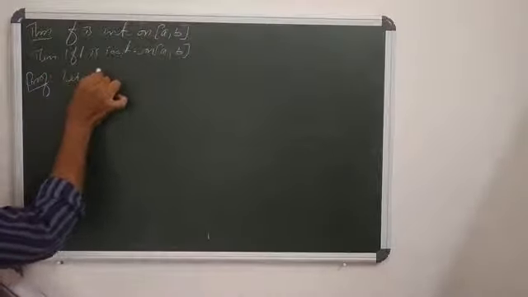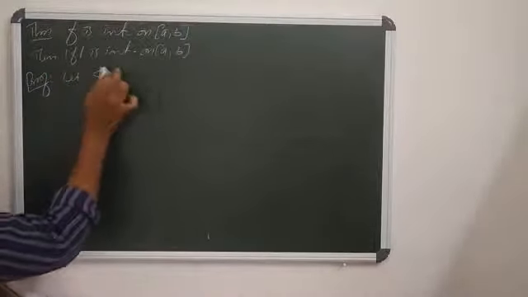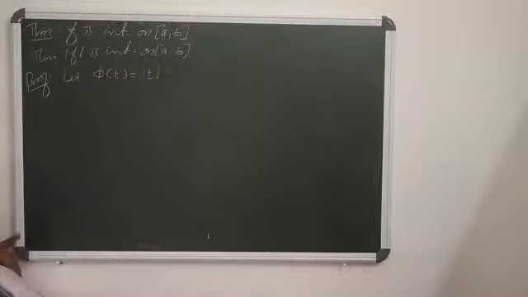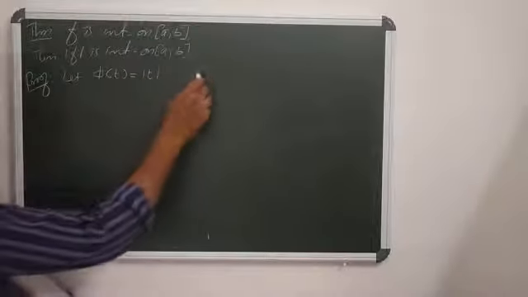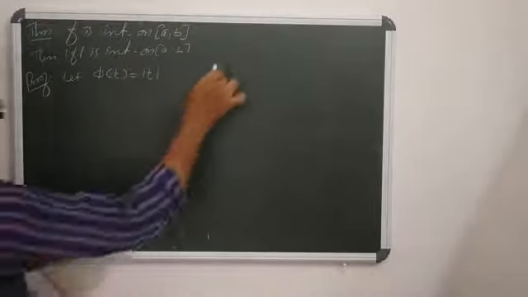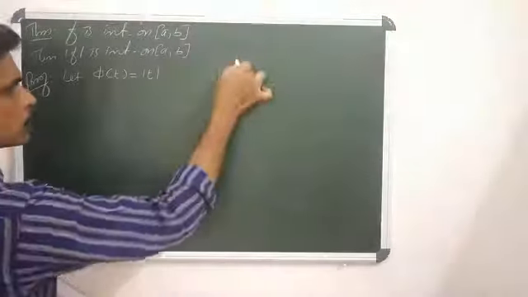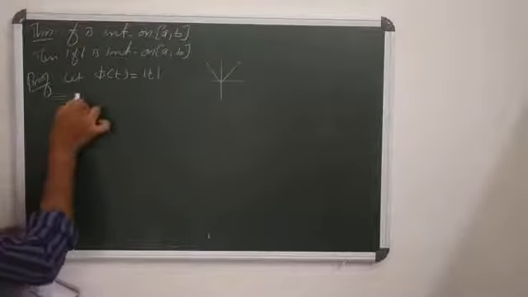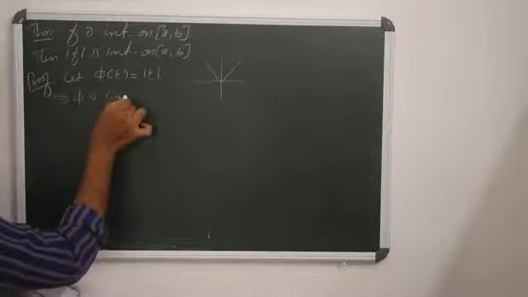let phi of t equal modulus of t. Now listen, what is the modulus function? We know that the modulus function is always a continuous function. This is the graph of a modulus function. The modulus function is always a continuous function. So what is phi? That means phi is continuous.